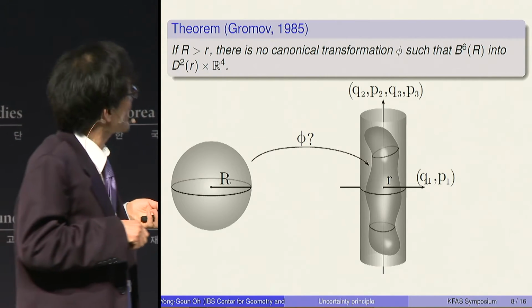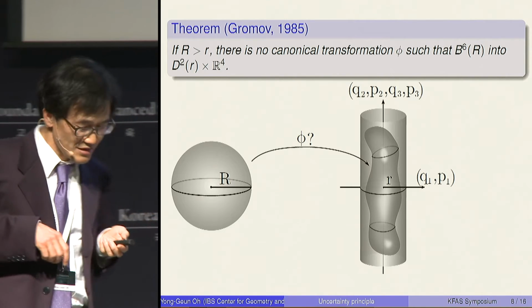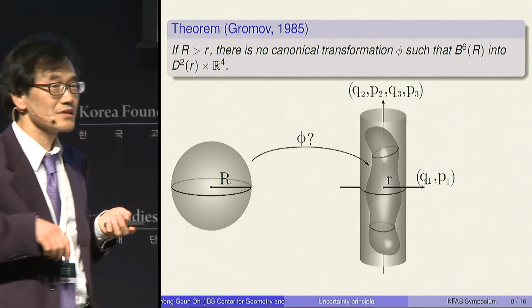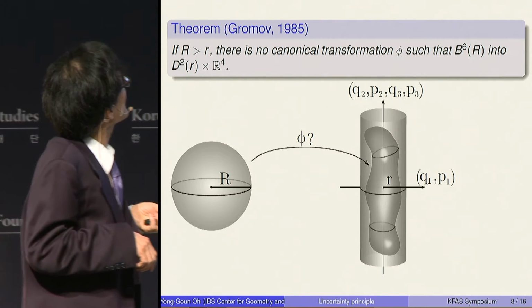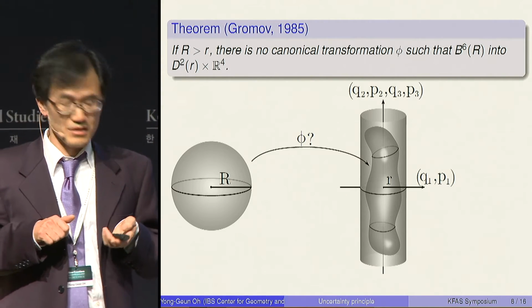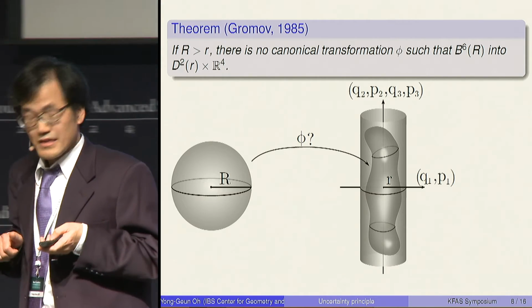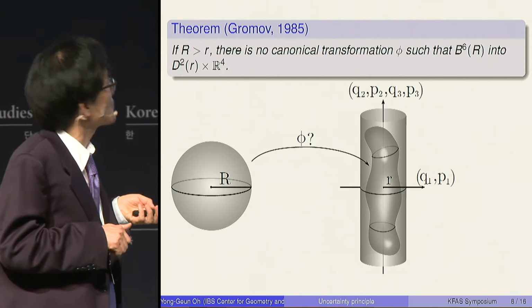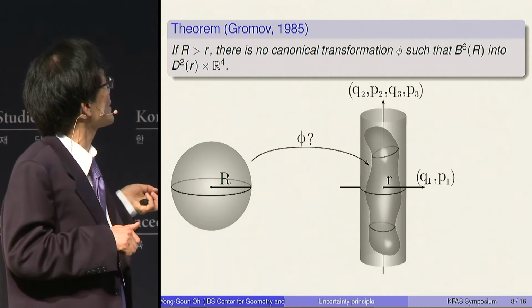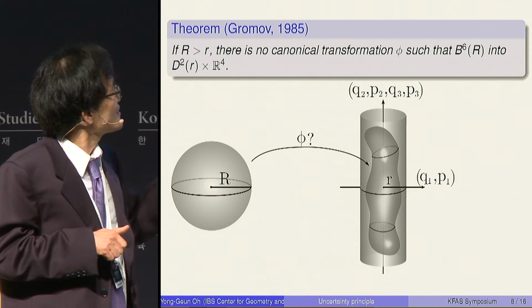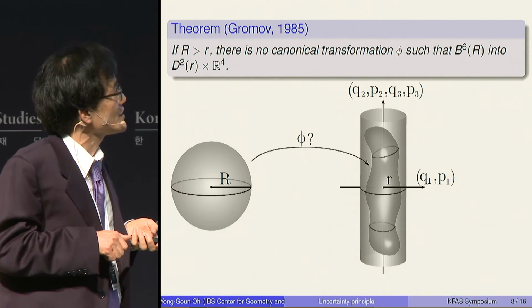until 1985, or more precisely 1983, the preprint came out, and Gromov proved that such a squeezing is impossible when the radius of this ball is greater than the radius of this tiny disk.